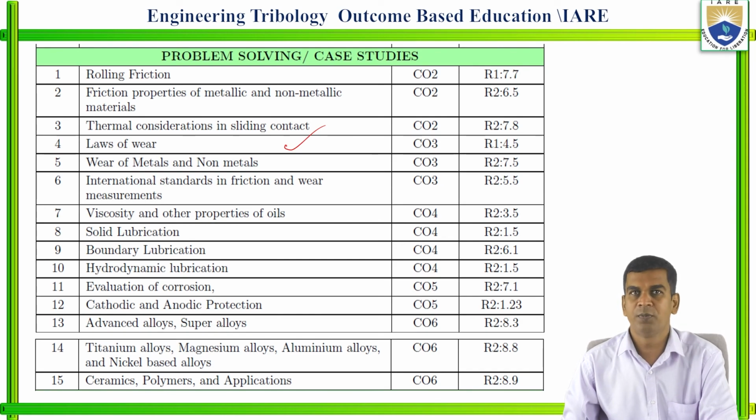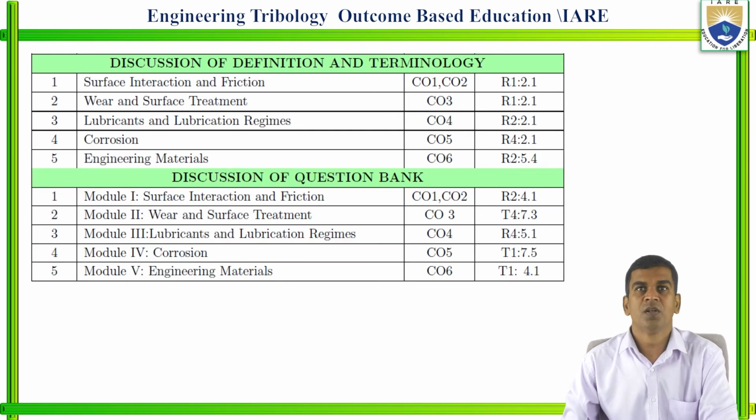Solid friction, solid lubrication, boundary lubrication, hydrodynamic lubrication, evaluation of corrosion, cathodic and anodic protection, advanced alloys and super alloys, and the titanium alloys, magnesium alloys, and ceramics, polymers, and their application. These are the topics upon which you can be doing problems, and also you can do the case studies. These are related to all 6 COs here, and the respective reference books can be followed here, which are quoted in this table. You can see the discussion of definitions and terminology here.